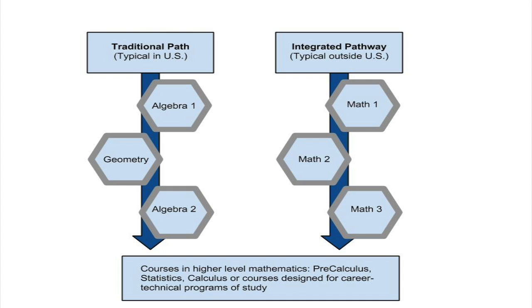The integrated pathway has been adopted in several U.S. states, including New York and Montana, and New Hampshire districts, including Bow, Sau­hegan, and Lisbon. The integrated pathway consists of a sequence of 3 courses, each of which includes numbers and operations, algebra, geometry, probability, and statistics. Ultimately, both of these pathways will prepare students for training after high school, coursework after high school, and coursework in higher level mathematics like pre-calculus, calculus, and statistics.